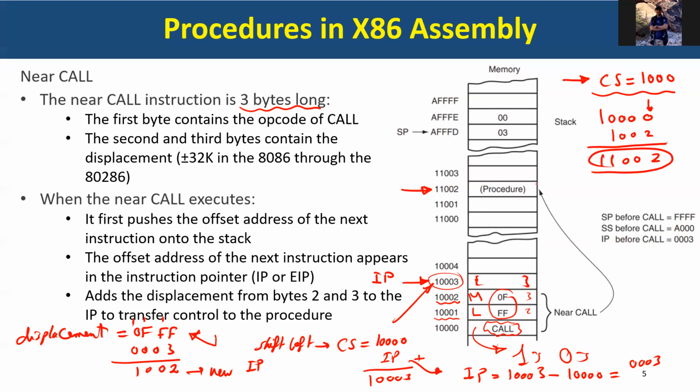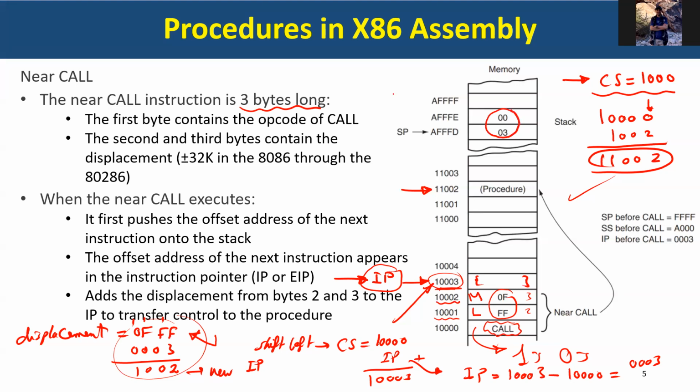But after finishing this procedure, we need to go back to 0003. So we need to store the current IP before we change it by adding 0FFF. For that reason, whenever you make a call, you take some steps. One step is what we have done right now, adding the displacement to the current IP, then shifting left CS and defining the new instruction physical address. One last step to do is to save the IP of the instruction just after the call, so that when we finish the procedure, we go back to that location. For that reason, we push the instruction pointer into the stack.